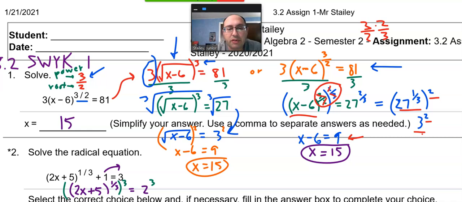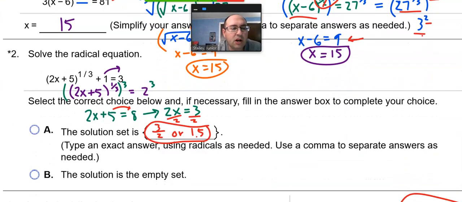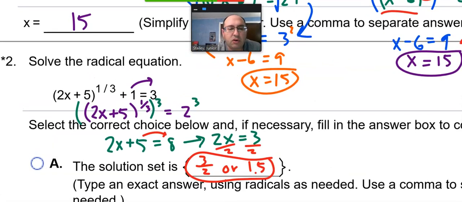I kind of like the reciprocal of the exponent idea, but I've seen it both ways, so it's not a big deal. However, on question 2, I'm going to use the idea of the reciprocal of the exponents. I did see in the very beginning of this question that we did have a +1 that was needed to be moved to the other side so that that radical or that power could be dealt with. And the reciprocal of 1/3 is 3. So raise both sides to the third power.